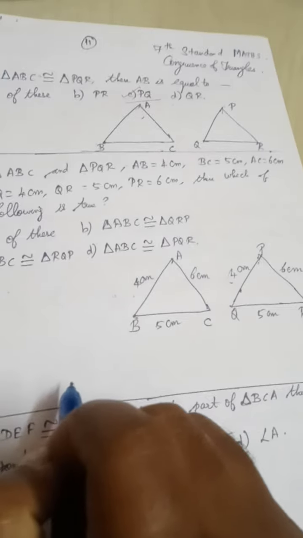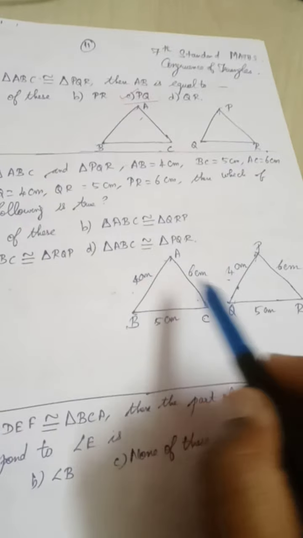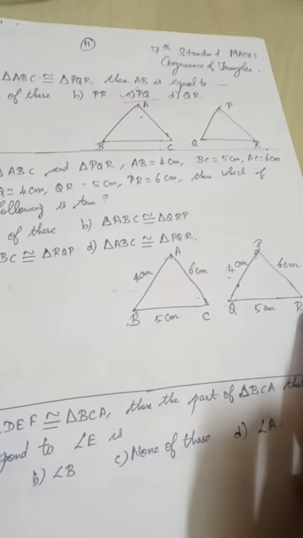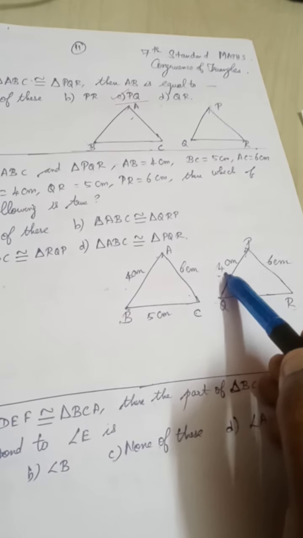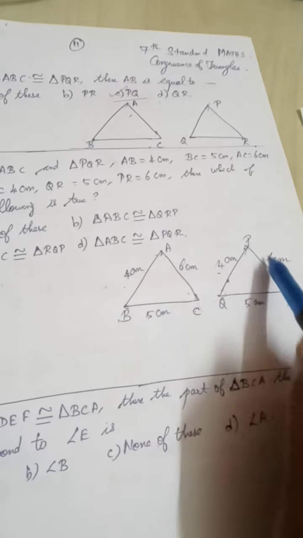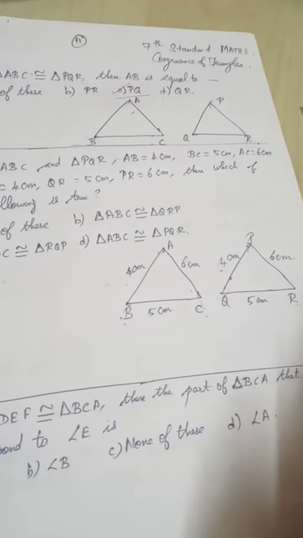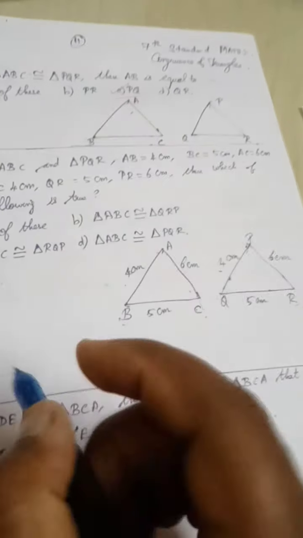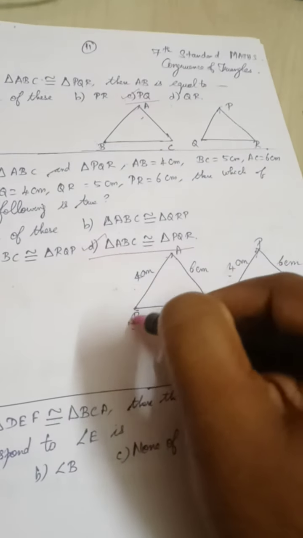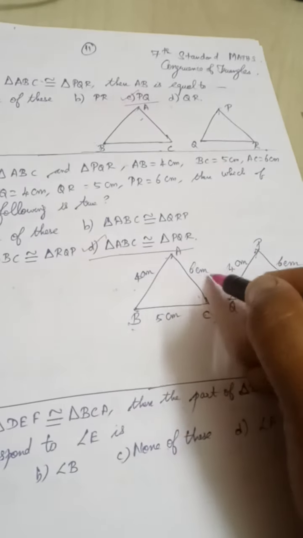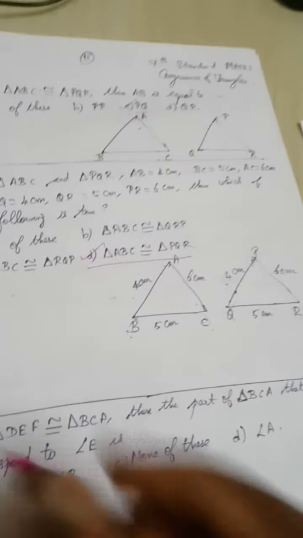Which of the following is true? Here ABC is the triangle, and here they have mentioned PQR. Which one is congruent? Here 4 cm is there, so here also 4 cm. Here AC equals 6 cm, and this side PR equals 6 cm. BC equals 5 cm, QR equals 5 cm. So this one is true because triangle ABC and triangle PQR have 4 cm, 6 cm, 5 cm matching. So that is congruent.